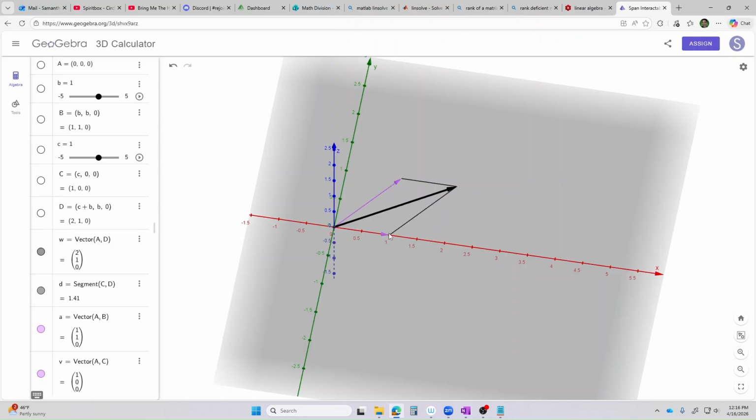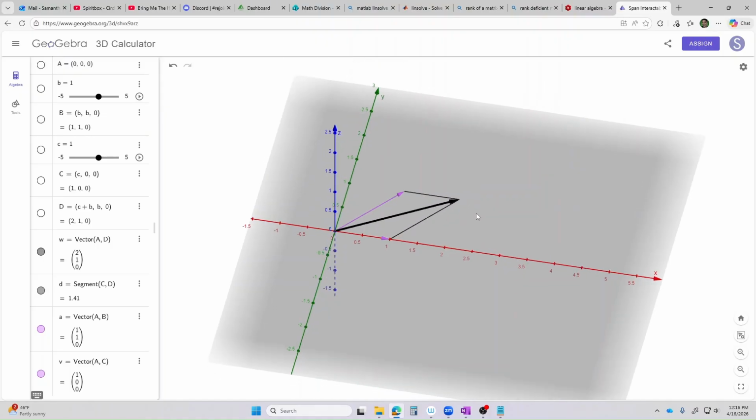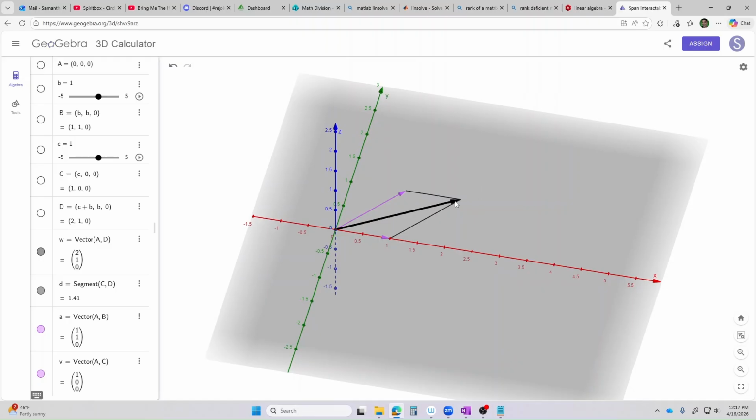So following v1, and then following a copy of v2 over to this terminal point. And then by triangle rule, if I follow v1 and then v2, the sum of those two vectors is going to be this black vector that brings me from the origin over to this corner point. So what you have here in black right now is the linear combination v1 plus v2.